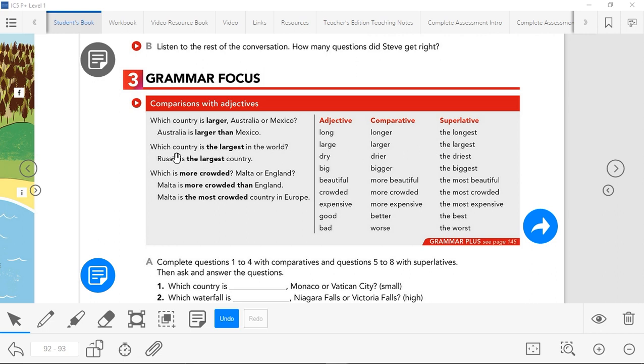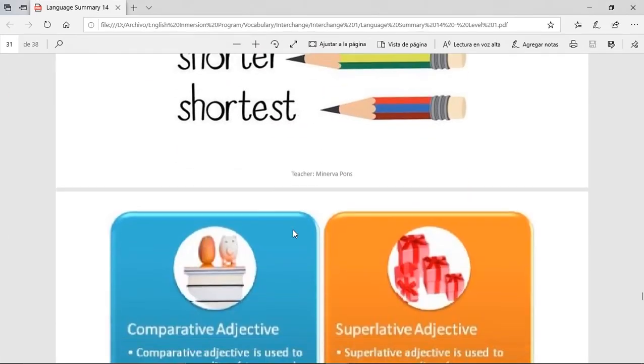It's always necessary. Which country is the largest in the world? Russia is the largest. Which is more crowded, Malta or England? Malta is the most crowded, or Malta is more crowded than England. Since we're mentioning the thing right away, we use than. Okay, very good. But let's come back to here.